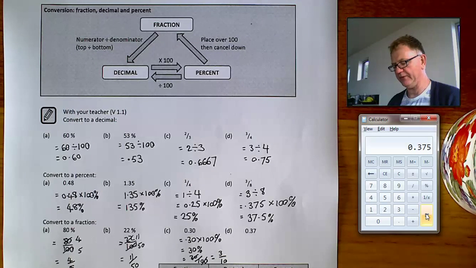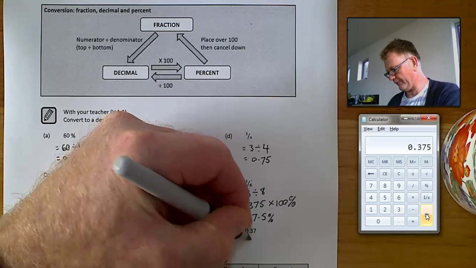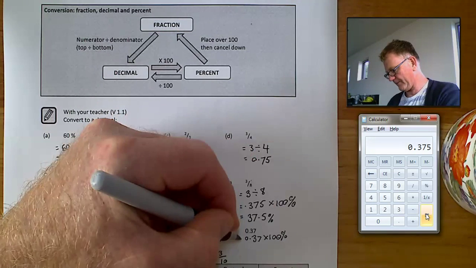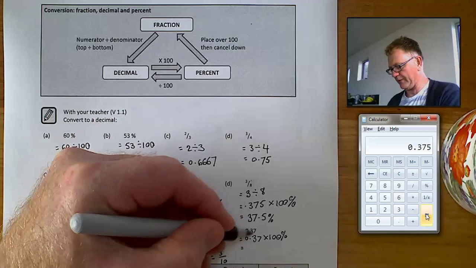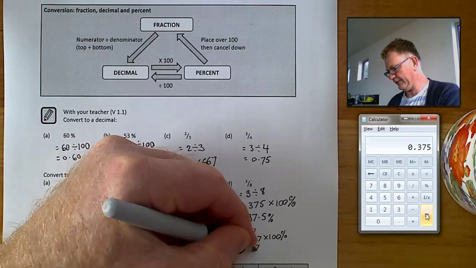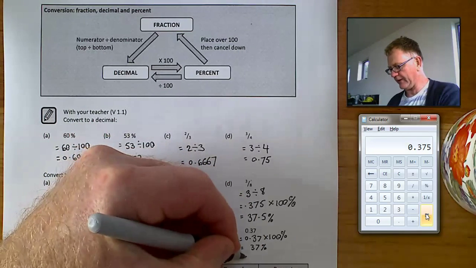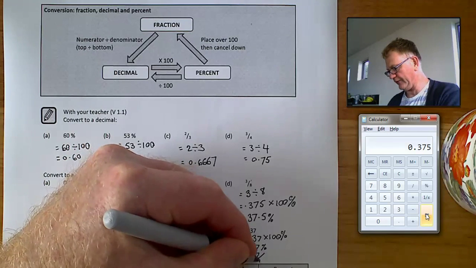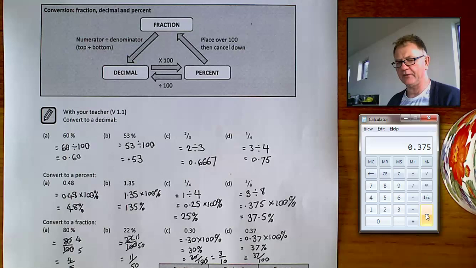And 0.37, that's it as a decimal. Convert it to a percentage by timesing it by 100. Times it by 100 equals 37%. Write that as a fraction. 37% equals 37 out of 100. And is there anything that divides into 37 and 100 to cancel it down? No, I don't think so. So that is as simple as you can get.